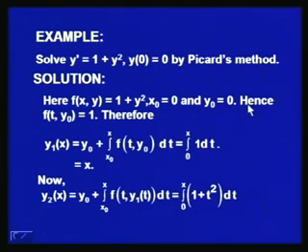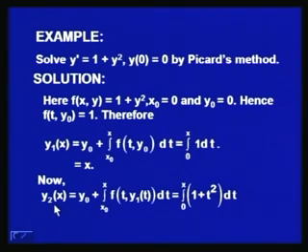and hence f t y naught, the value of f t y naught, is equal to 1 plus 0, which is equal to 1. Therefore, y 1 x is equal to y naught plus integral x naught to x f t y naught dt, which will be equal to integral 0 to x 1 into dt, and after integration we then have y 1 x equal to x. So, the first approximation to the solution of dy by dx equal to 1 plus y square, where y 0 equal to 0, is x.